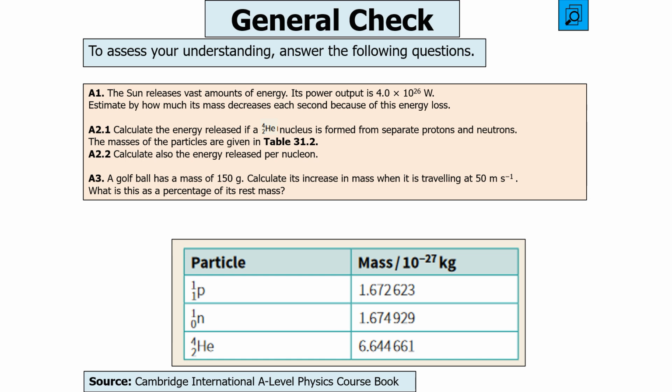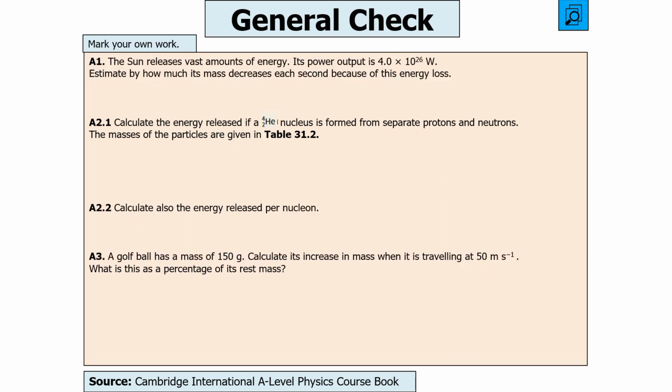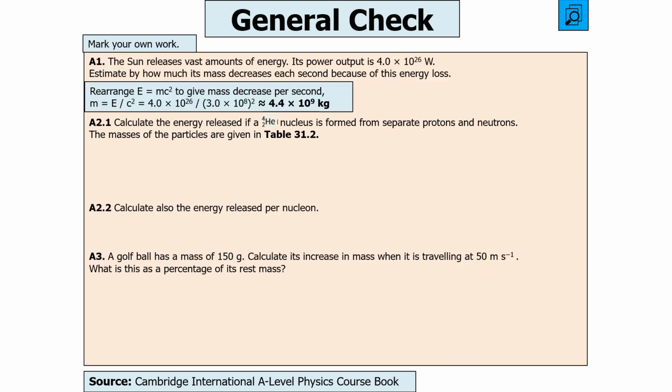Then a golf ball has a mass of 150 grams. Calculate its increase in mass when it's travelling at 50 meters per second. What is its percentage of its rest mass? So pause the video now, then unpause the video when you want to go through your answer. Right, in this question, E equals mc squared.